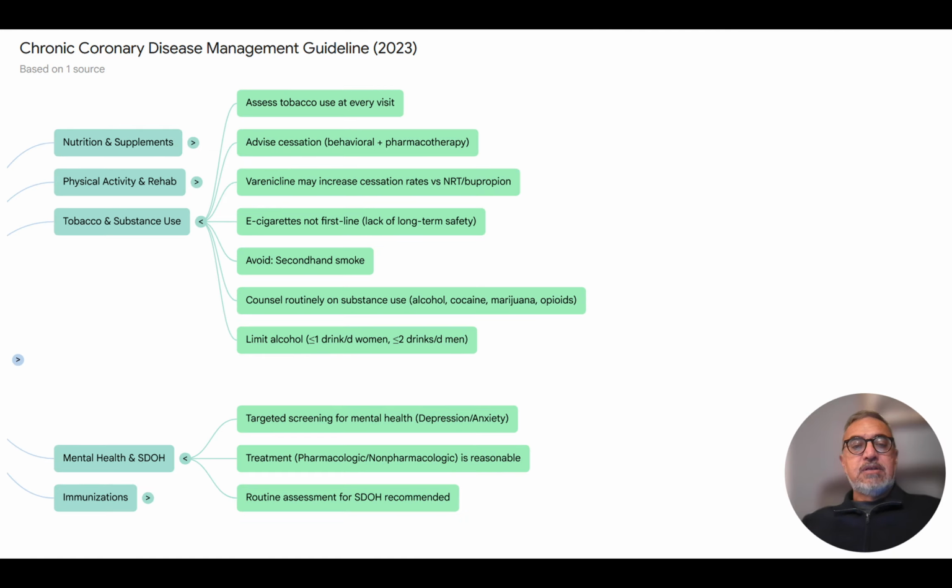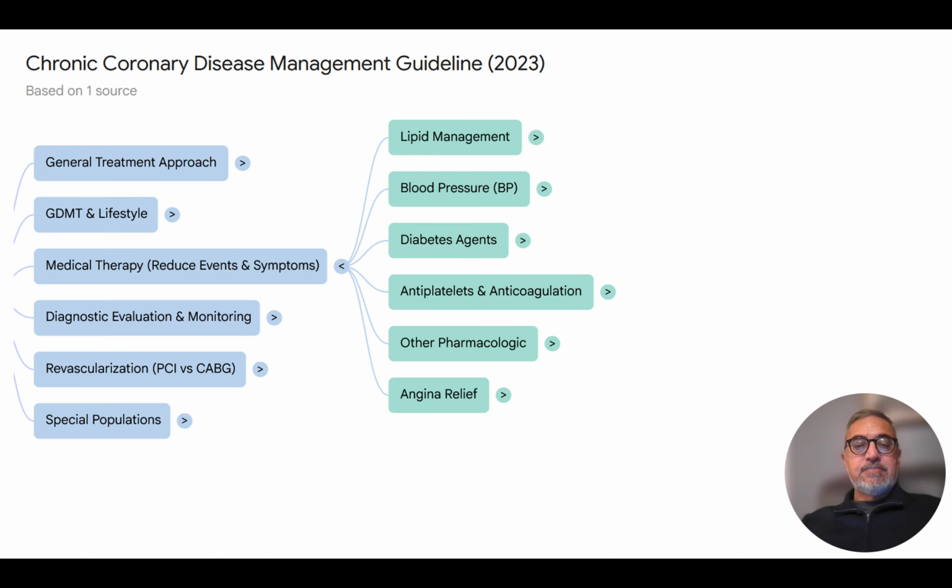For tobacco and substance abuse, you should assess tobacco use at every visit, advise cessation, use appropriate medications, avoid secondhand smoking, counsel routinely on substance use such as alcohol, cocaine, marijuana, crystal meth, opioids, limit intake of alcohol to 1 drink per day for women and 2 drinks per day for men. For mental health and screening, target screening for mental health for depression, anxiety, and treatment, pharmacological and non-pharmacological, is reasonable.